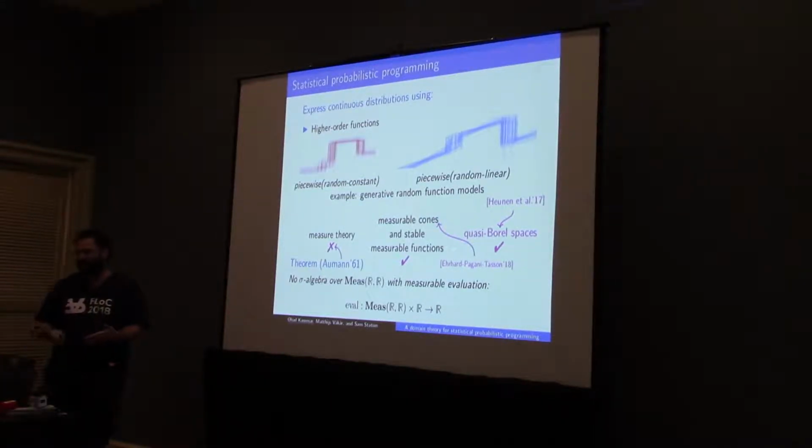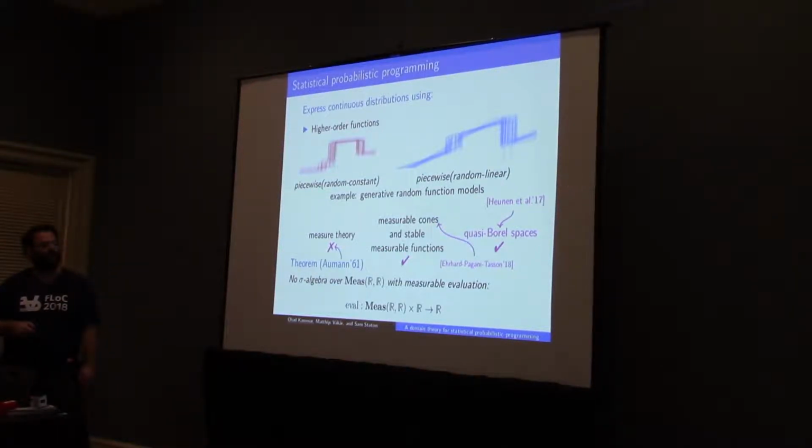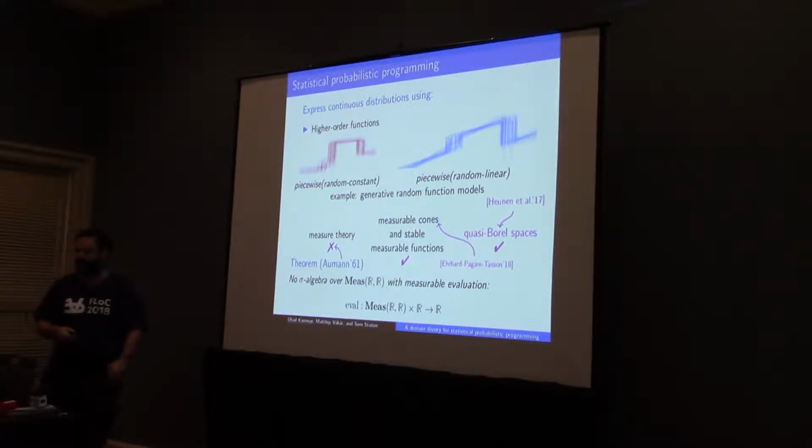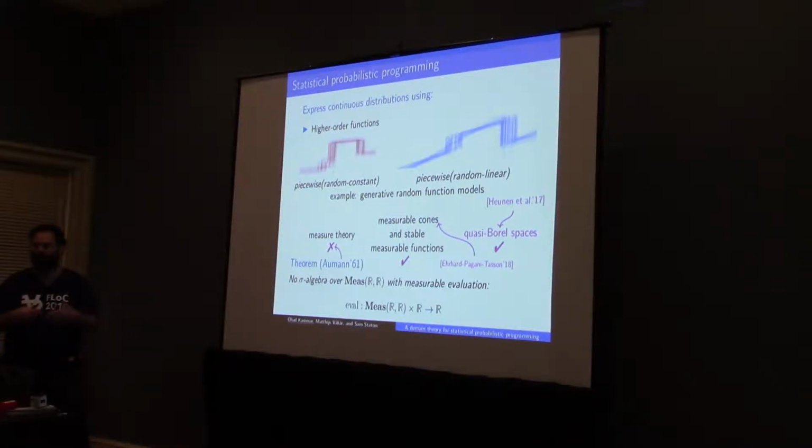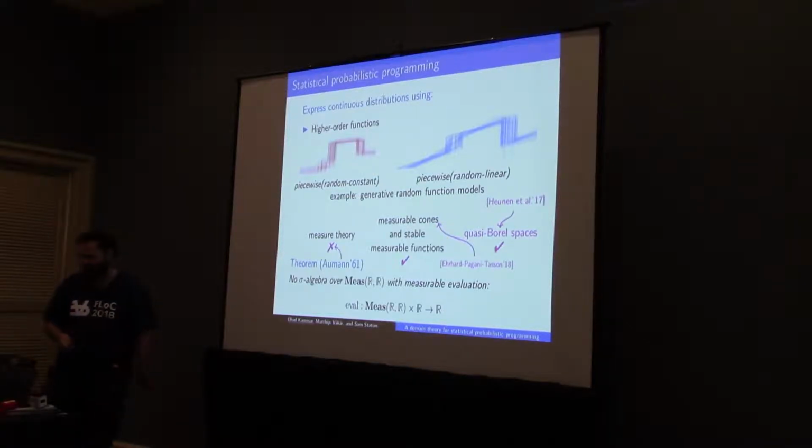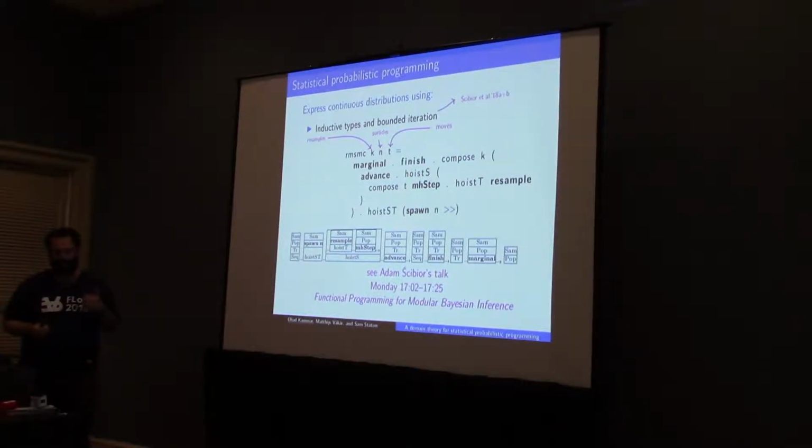Again, currently there are 2 lines of work that do it. One of them was presented earlier this year at POPL, about measurable cones and stable measurable functions. And another line of work, which I'm going to pursue today, is using quasi-Borel spaces, that we presented at LICS 2 years ago, last year, sorry. And this talk continues on that line of work. Okay, so that's one kind of expressive feature that you want to have in your language for modeling.